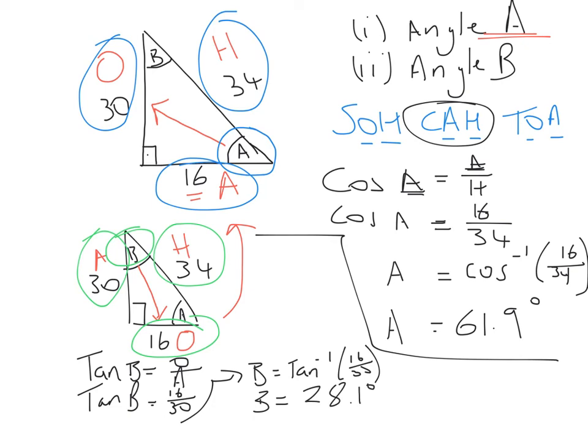Now for anyone out there who's thinking, okay, well, is there any way I could check my answer? Well, we've worked out angle A already, which was 61.9. I've just worked out angle B, which is 28.1. If we add those two together, you're going to get 90 degrees. And we know that our right angle in the triangle is also 90. 90 plus 90 gives me 180, which is how many degrees are in a triangle. So we know we've done it correctly.